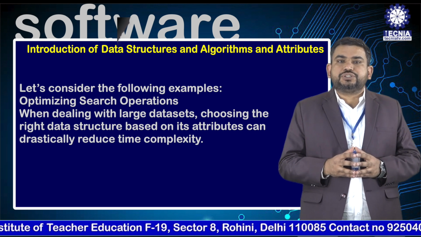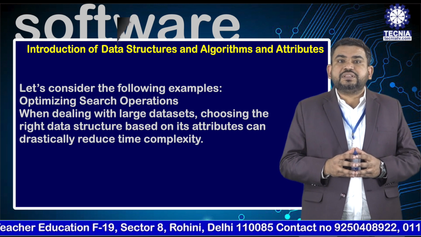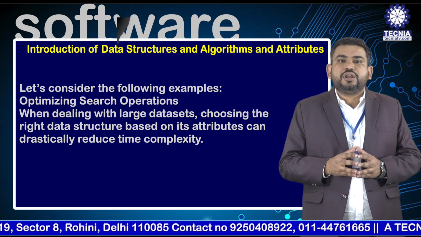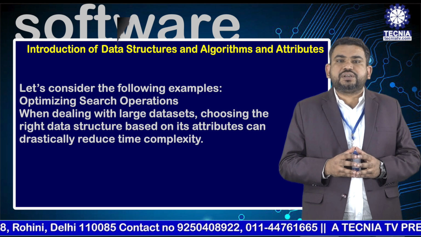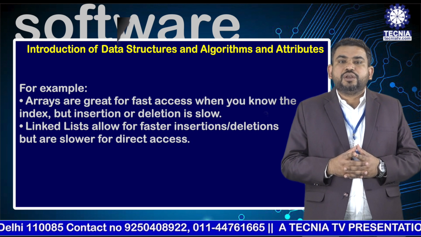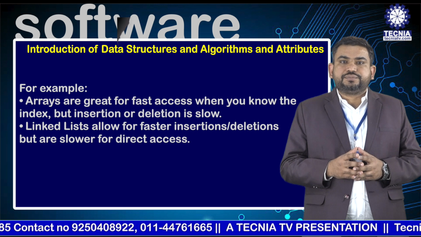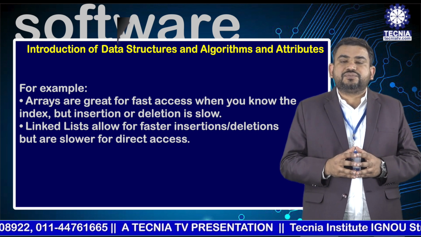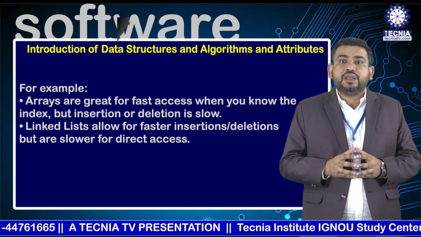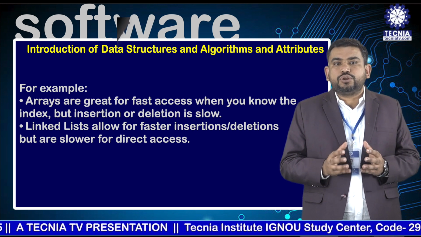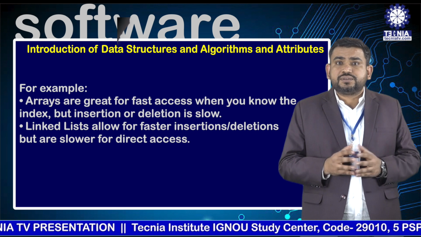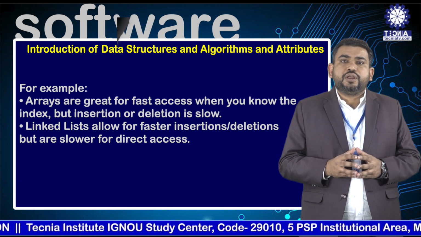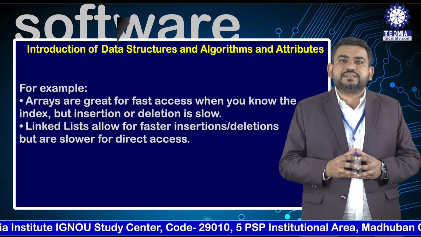Optimizing search operations. When dealing with large data sets, choosing the right data structure based on its attributes can drastically reduce time complexity. For example, arrays are great for fast access when you know the index, but insertion or deletion is slow. A linked list allows for faster insertion and deletion, but is slower for direct access.